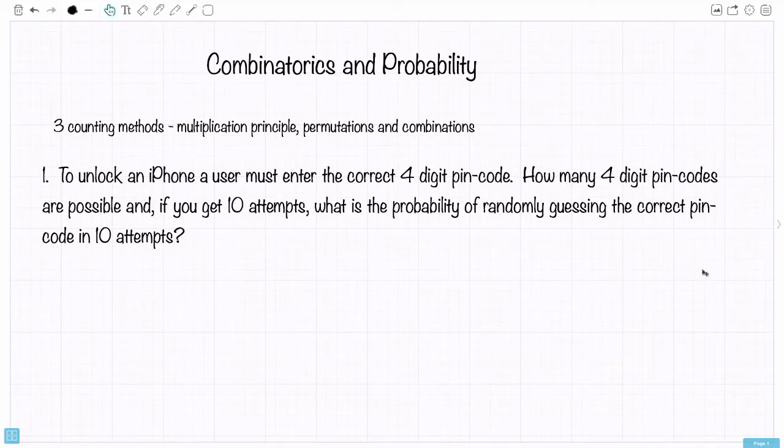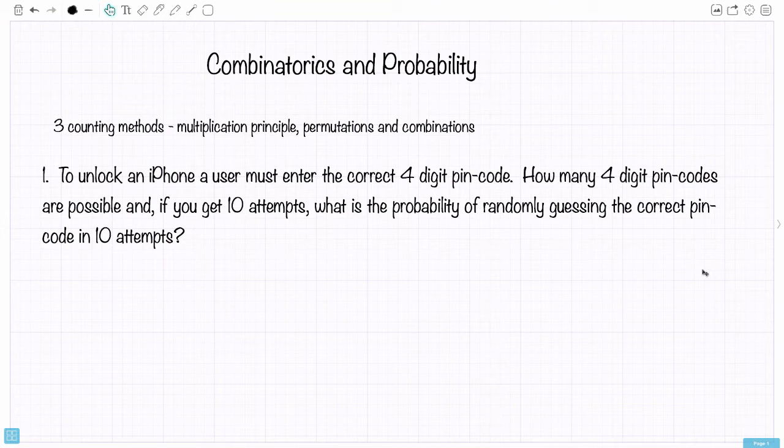Hi, I'm going to go through a video on combinatorics and probability. Combinatorics refers to different counting methods. I'm going to go through three different counting methods here: the multiplication principle, permutations, and combinations. I'm going to go through 10 sort of basic examples. This video is made for the Math 106 class, and these are the types of homework questions that I typically use in that class.